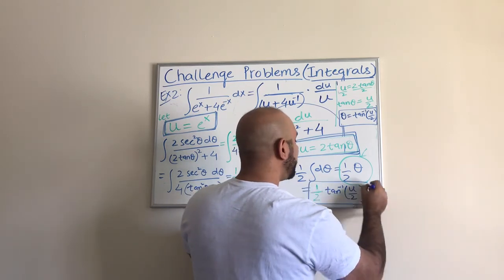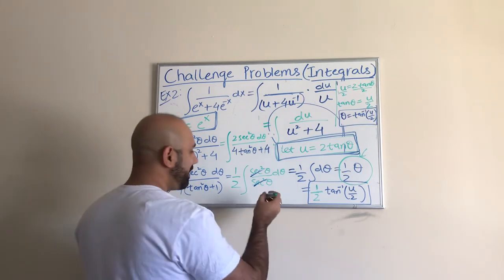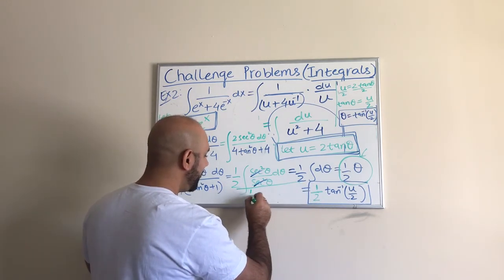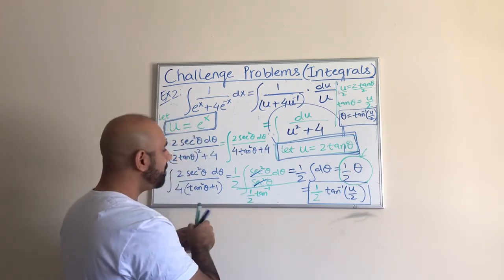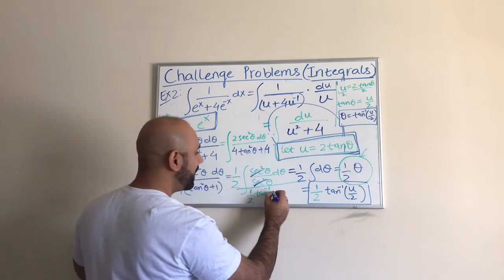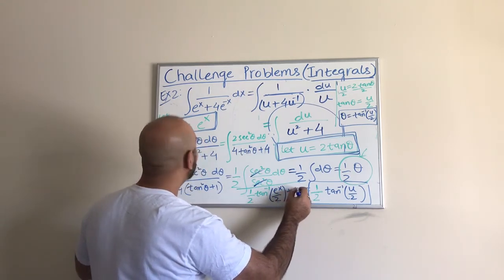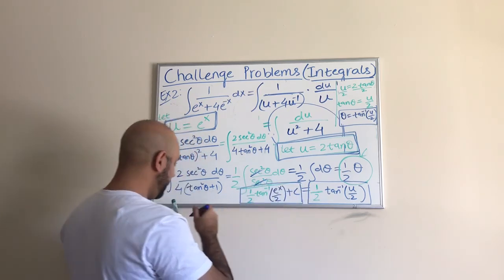This is still not the final answer, guys. The final answer should be in terms of x. But that is not too difficult, guys. Here, this is the same as 1/2 tangent inverse. But what is u in terms of x? U is e to the x. So it is e to the x over 2 plus a constant of integration c. So guys, this is my final answer in terms of x.